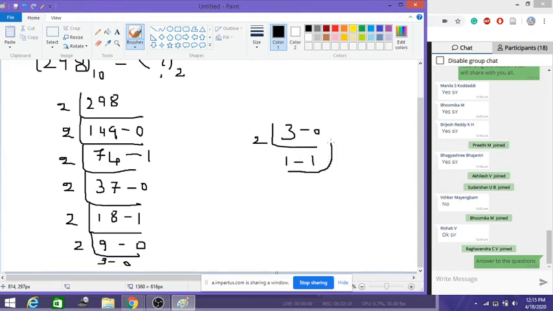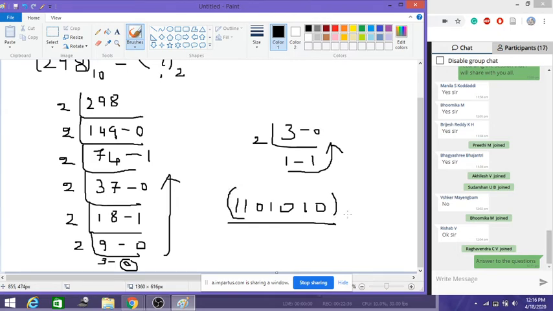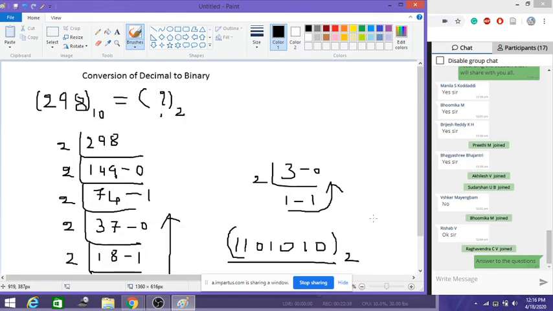So now we have to read like this in reverse order to write this in terms of binary. So this we already read, so we will not read this because it leads to confusion. Now the equivalent binary value is 1 1 0 1 0 1 0. So this is the equivalent binary number of the decimal number 298.